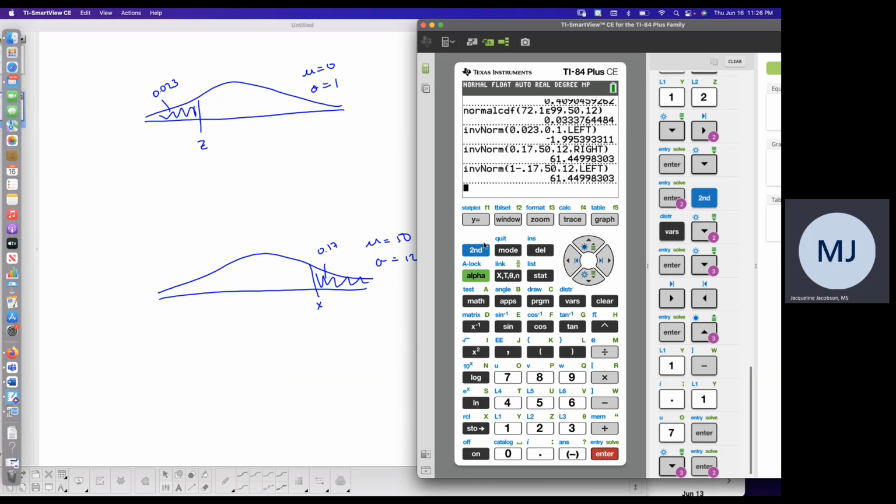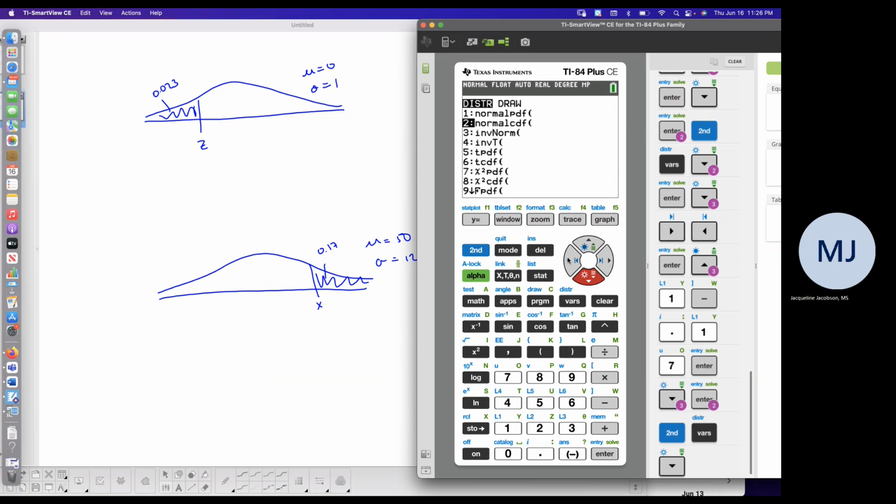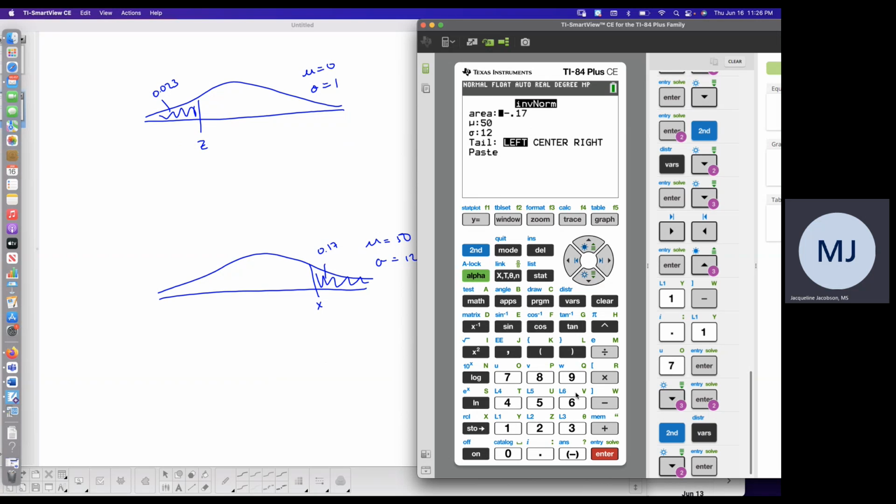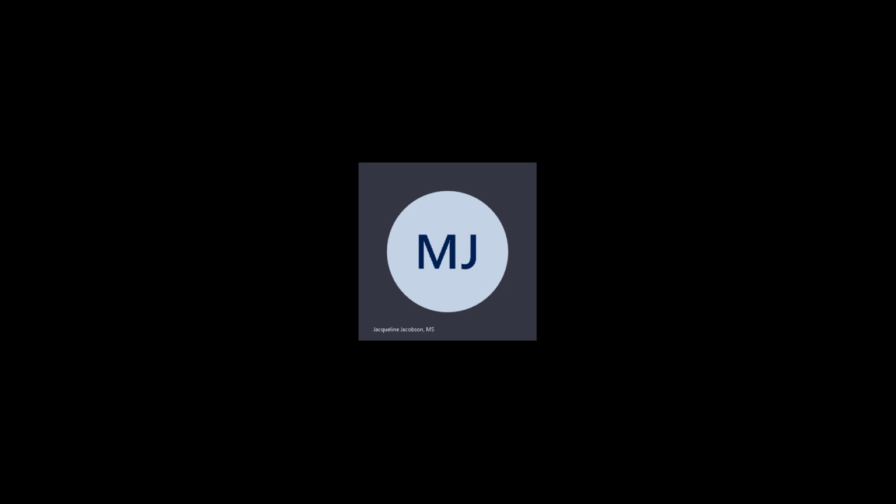So I'm going to show you again, second vars. Normal CDF is what I want if I want the area. And inverse norm, there you go. My inverse norm is for when I know the area, and then you can tell it where the area is located. And then just change the mean and standard deviation for whatever situation you have. And that should be all.